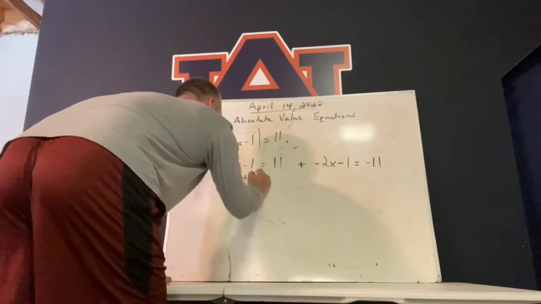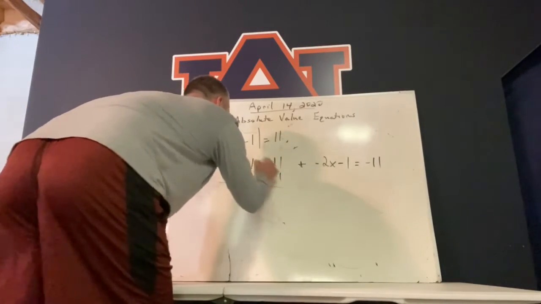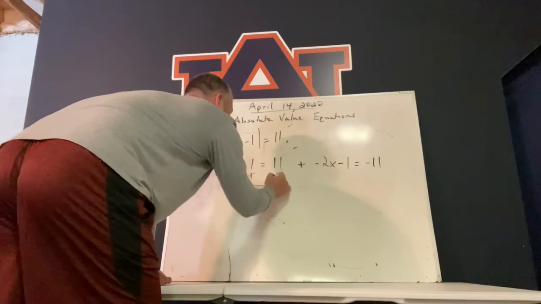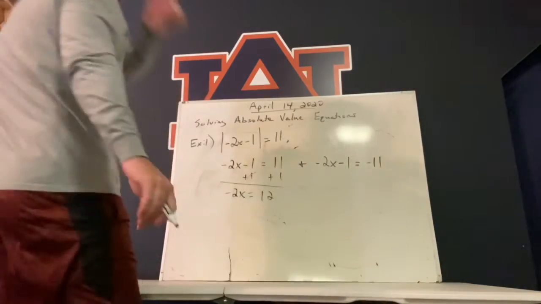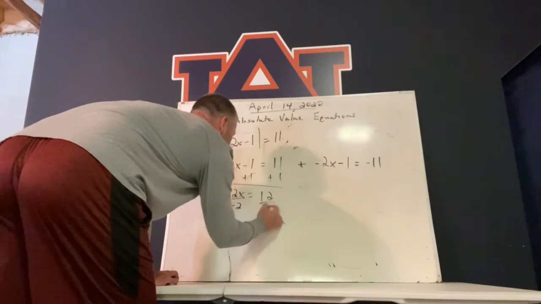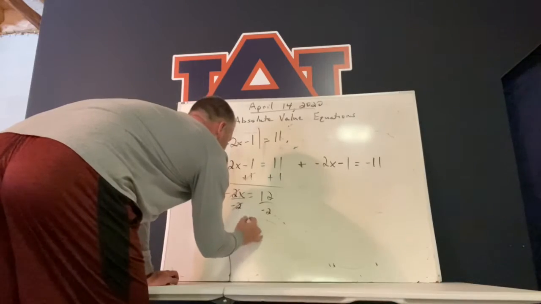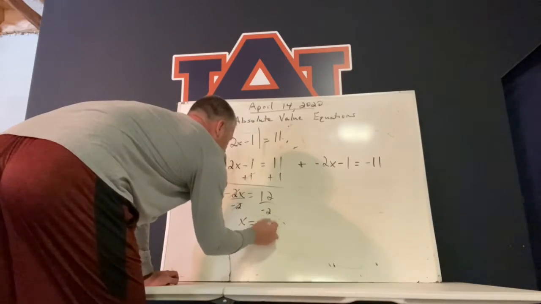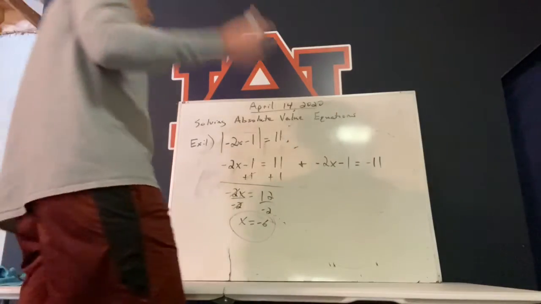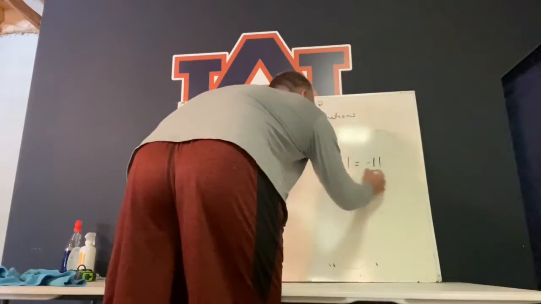I'm going to add one, gone. I get negative 2x is equal to 12, right? Then I'm going to divide by negative 2. I get x is equal to negative 6. That's an answer. Negative 6 is an answer. Also, an answer. Add 1, solve this one.